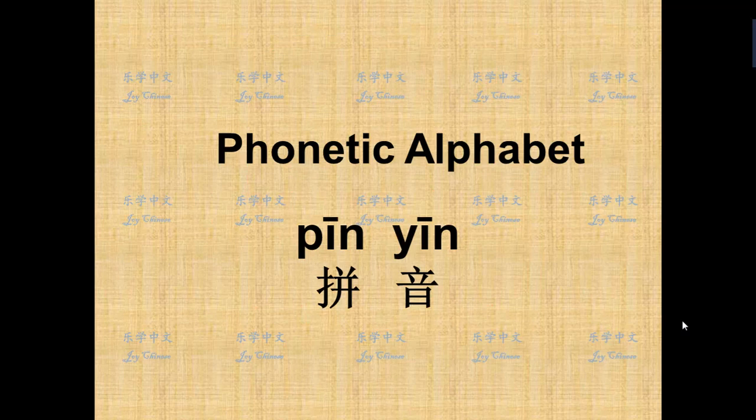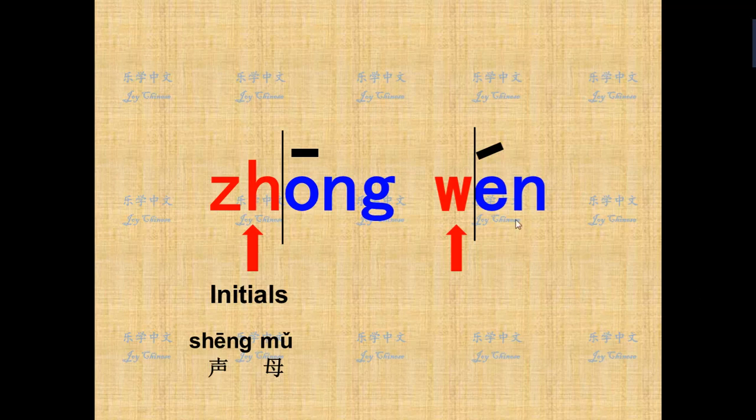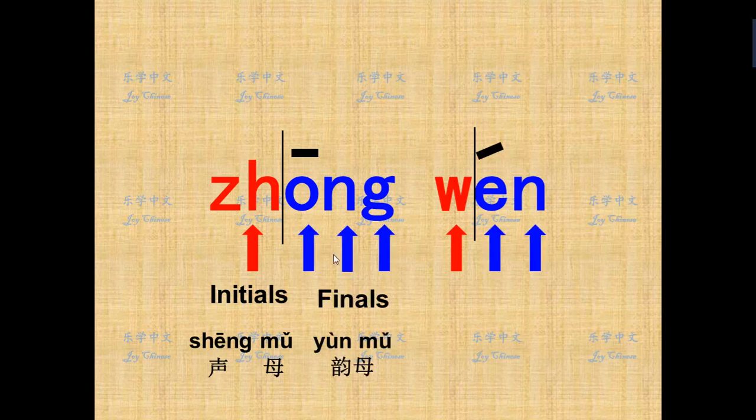First, the phonetic alphabet. In Chinese, it's called Pinyin. In the Pinyin system, there are 3 parts. The first one is the red part. We call it initial. In Chinese, 声母. It can be 1 or 2 letters.